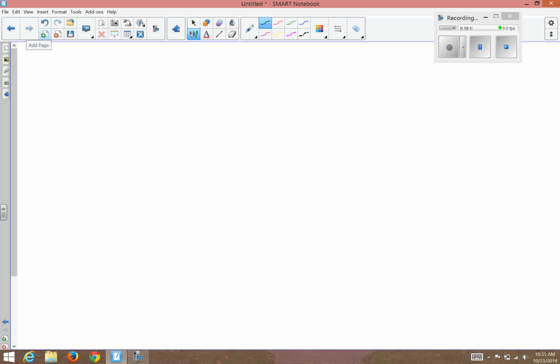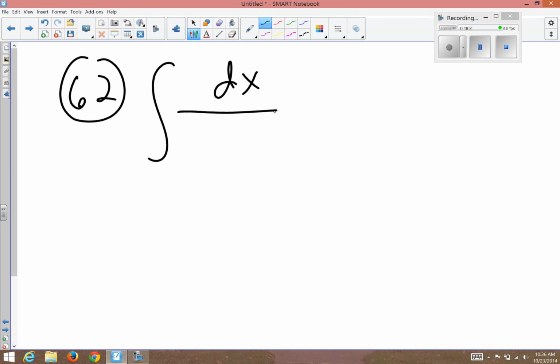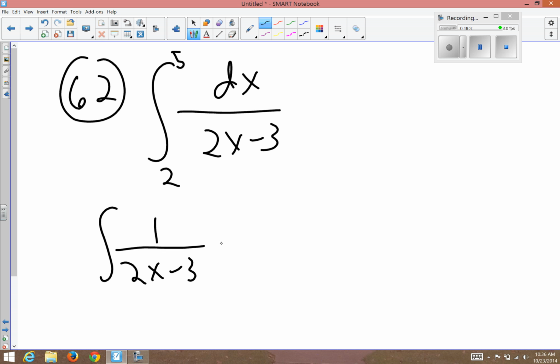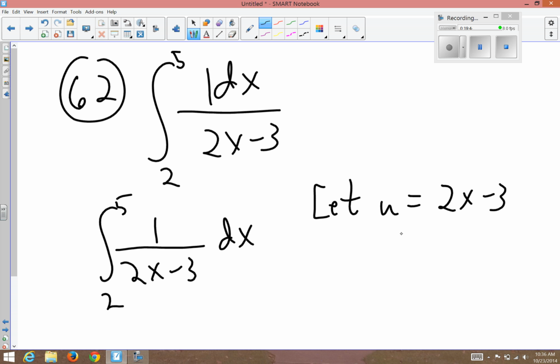Number 62. The integral of dx over 2x minus 3, integration from 2 to 5. Rewrite as the integral of 1 over 2x minus 3 dx. There's a 1 understood here, from 2 to 5. We're going to let u equal something. I think I'm going to try let u equal 2x minus 3.